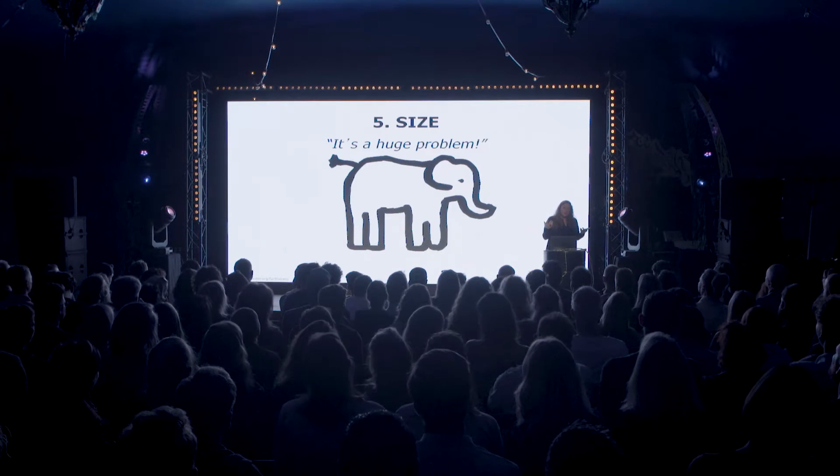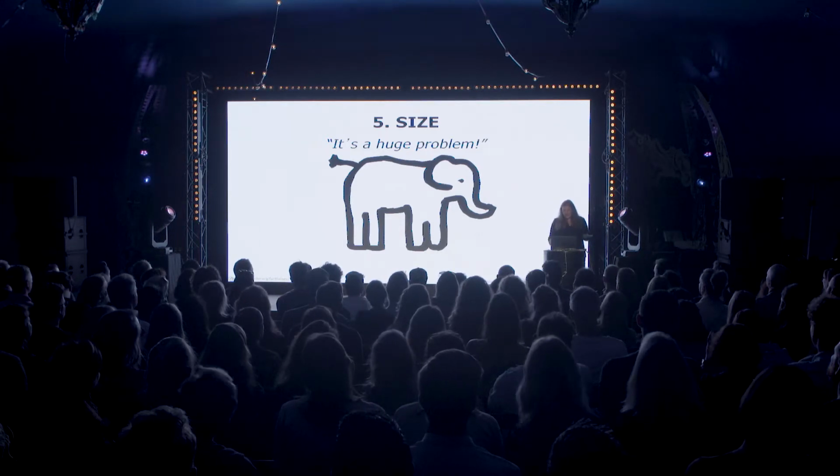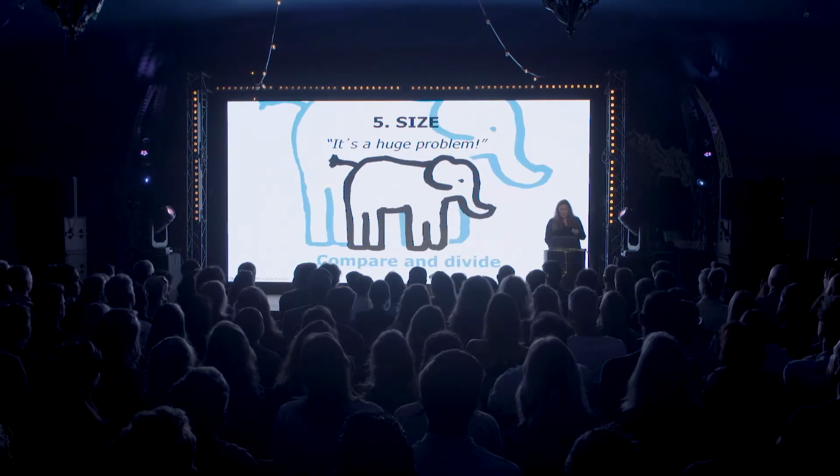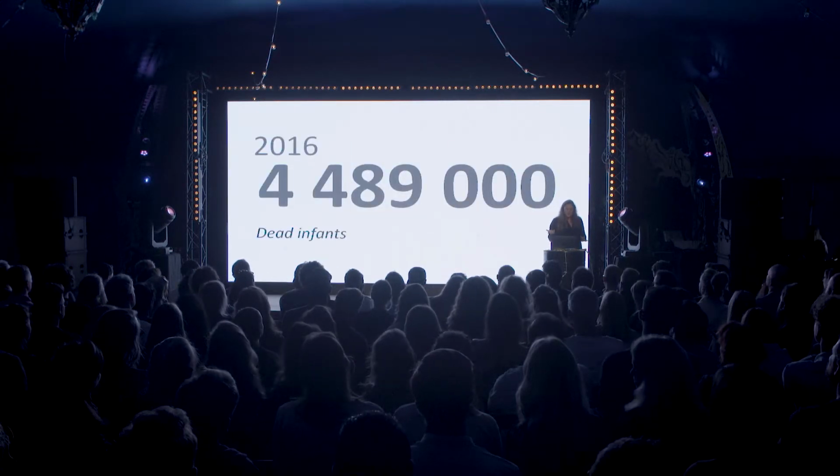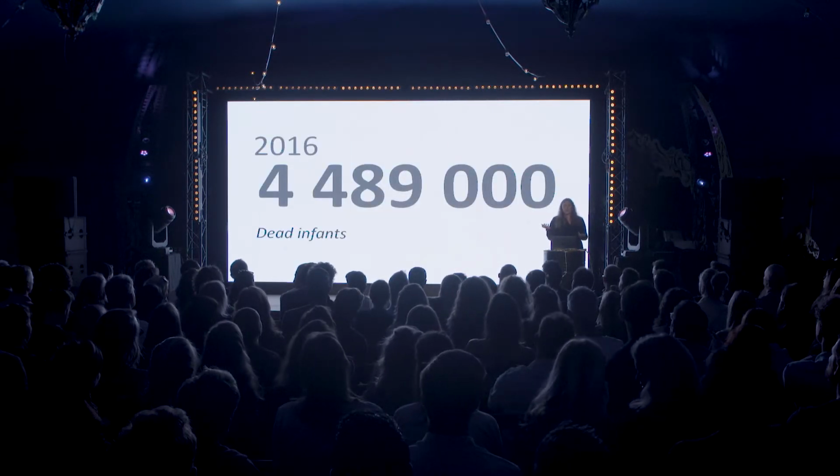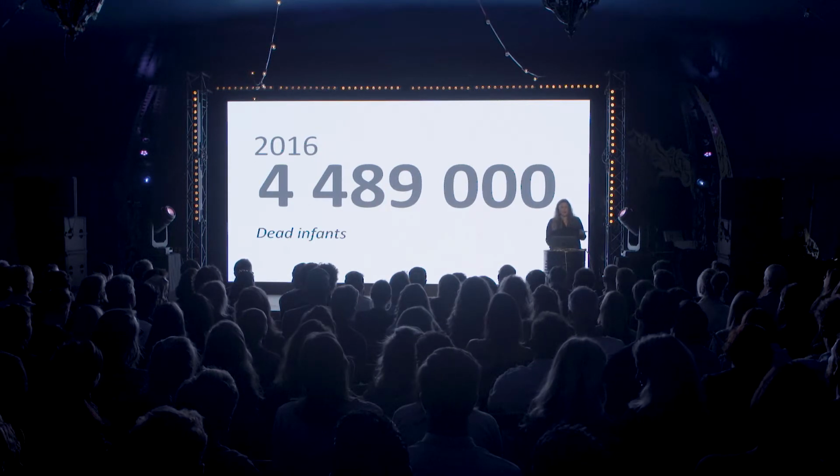And we often hear that things are huge, and we get a single number, like this one. We should remember to compare and divide. In 2016, there were more than 4 million kids dying yearly before the age of 1.